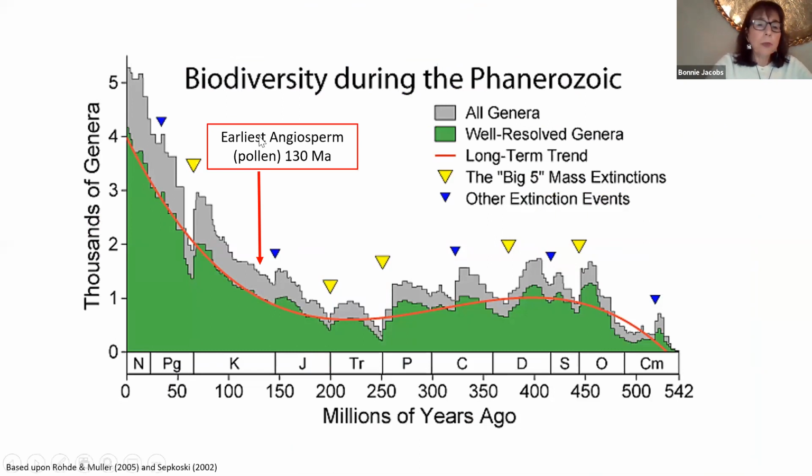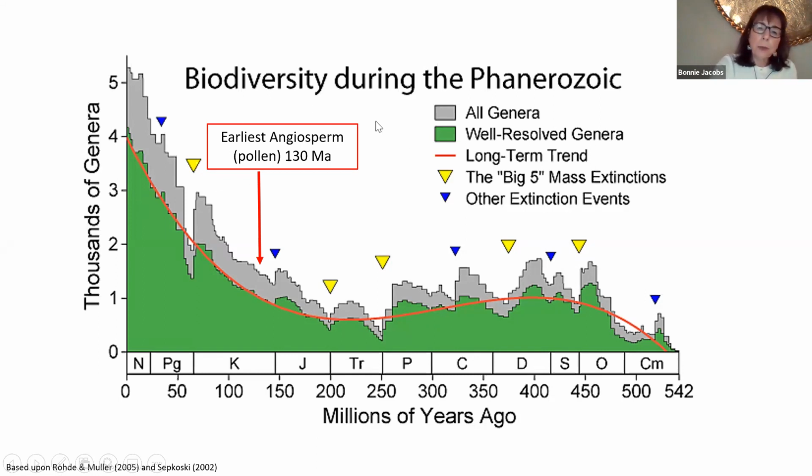So if we look at the history of plant life, actually we're looking right now at all genera. We see biodiversity during the whole Phanerozoic here. If you pay attention to the green, those are the well-resolved genera, the ones that we're sure are actually genera. You can see that there are times where there's an increase in diversity, a little bit of a dip here, and then we get more and more and greater diversity as we come towards the present.